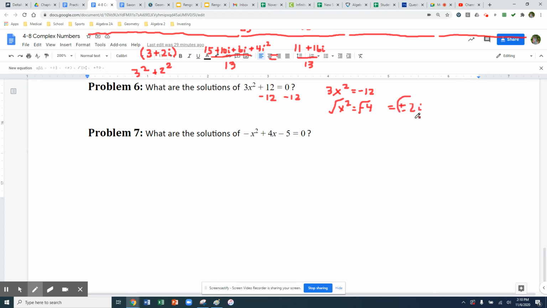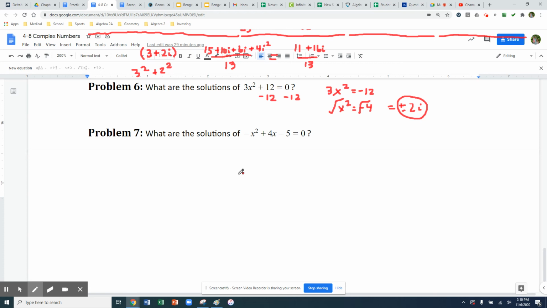So if we have just an x squared, we can get the x squared isolated using algebra, and then our imaginary solution would be plus or minus 2i. In problem 7, we have 3 terms, including that x term, that linear term. So we have negative x squared plus 4x minus 5 equals 0.